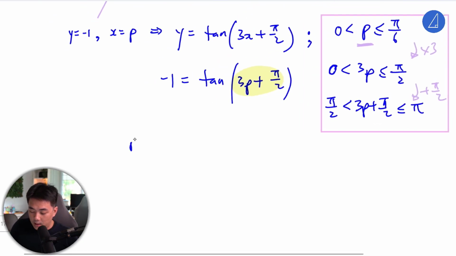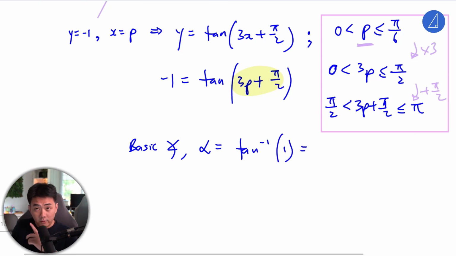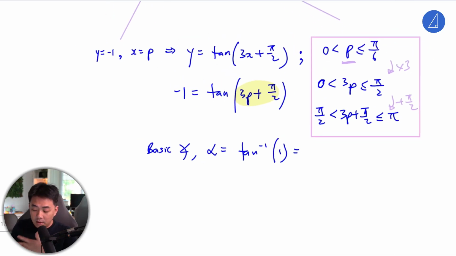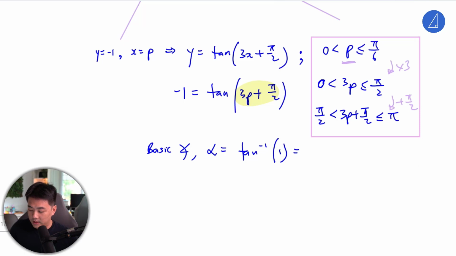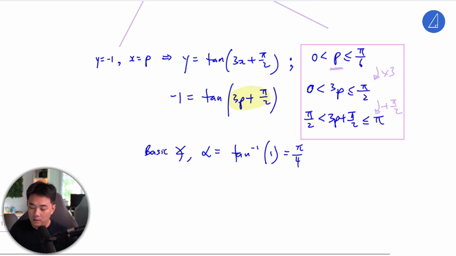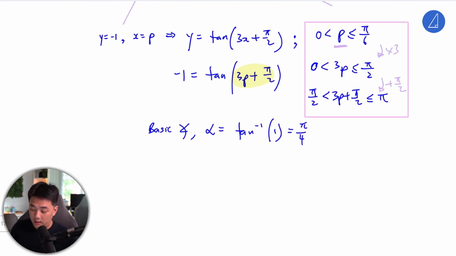So we know that the basic angle with tangent inverse is always positive 1. Then tangent inverse 1, we need the exact value. These are radians. So tangent inverse 1 is 45 degrees, which is pi over 4. You can just quickly check your calculator: tangent inverse 1 gives 45, divided by 180, that will be pi over 4. So in this case the basic angle will be pi over 4.